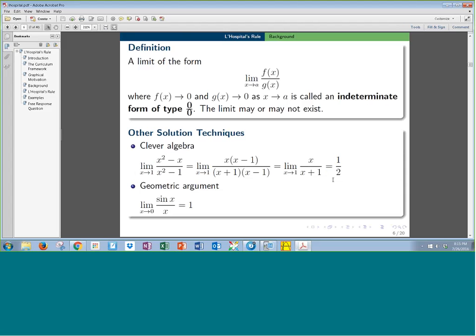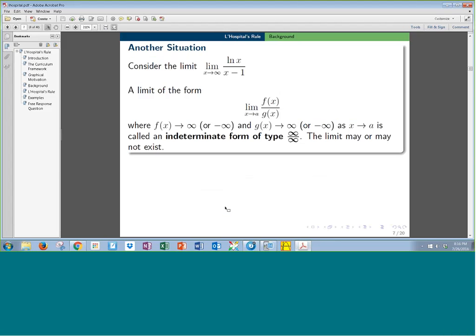Now, one of the other solution techniques we have is what I would call a geometric argument. I don't think we do too many of these in class, but I think we often gloss over one, at least when we derive the derivative of the sine, and so this one shows up as a geometric argument. But we still need another technique in order to solve that problem that we started out with.